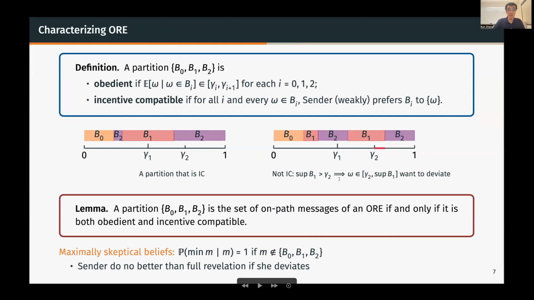Going back to this example, in both panels, each action is recommended with the same probability, but the nested interval structure in the left panel makes it IC, while the right panel is not, without this nested interval structure.